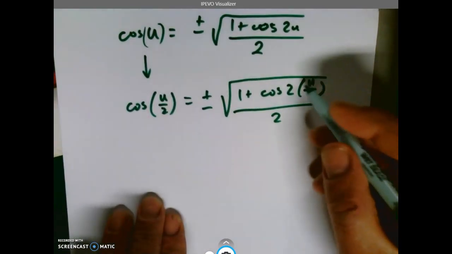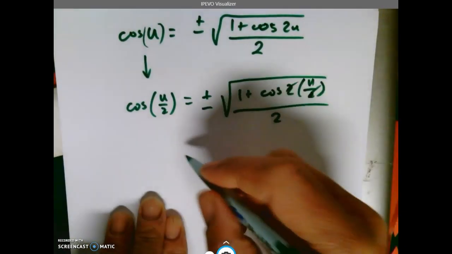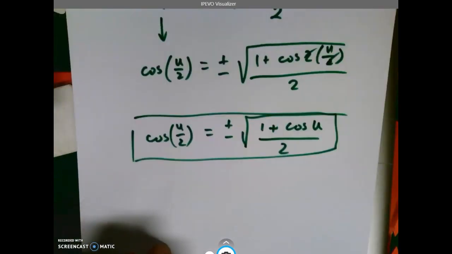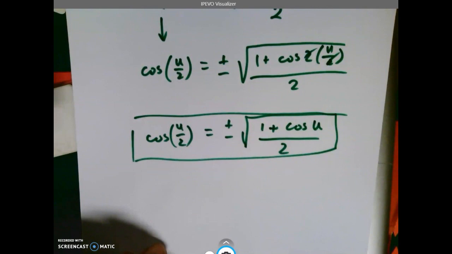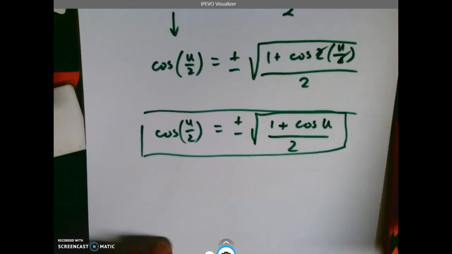And what happens is 2 times u over 2, 2 times a half, and basically those cancel. You get plus or minus this thing. And now you have this thing. So you're like, whoa. Okay, so this is your half angle formula that you don't have to memorize as long as you remember all these steps that we did here.